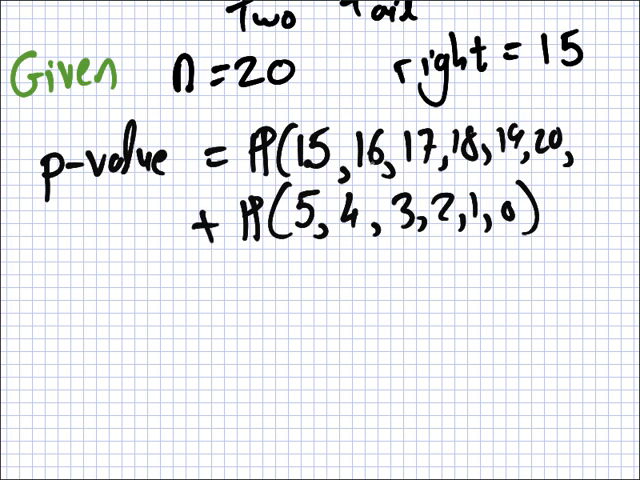15 right, 16 right, 17, 18, 19, or 20 right. Or 15 wrong, which would be 5 right, 4 right, 3 right, 2, 1, and 0. There's at least 15 right. That's what we did for the first one. And we did the at least 15 wrong.